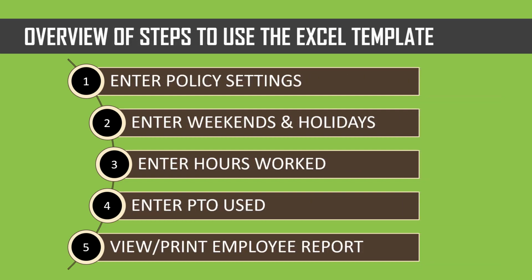Now, before I get into the step-by-step instructions, I want to just provide an overview of the steps. So what we're going to do is to enter some policy settings. Then we will choose which days are the weekends and holidays in our company. And then we will enter the number of hours worked by the employee and also then the PTO used by the employee. That's it. And then the final step is we will view or print the employee report whenever we need. So this is the high-level overview of steps.